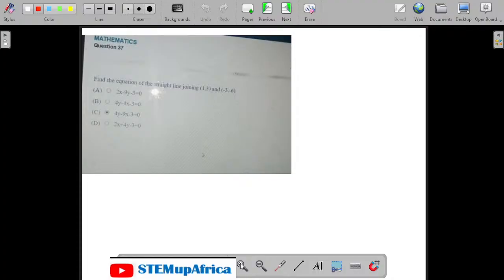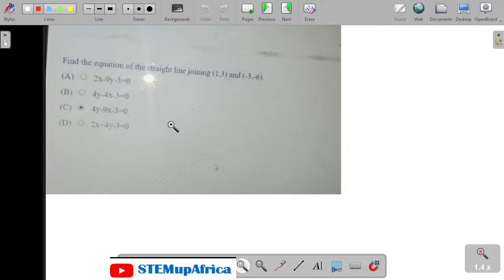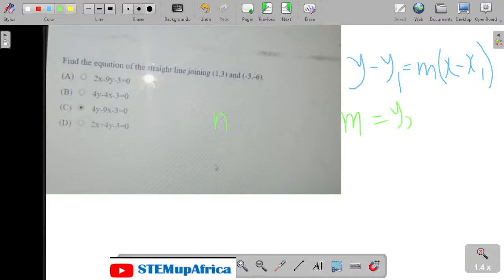So this question says, find the equation of a straight line joining 1,3 and minus 3, minus 6. Equation of a straight line. So let's first of all write the formula for equation of straight line. The formula says y minus y1 is equals to m into x minus x1. This is the formula for equation of a straight line. So what is our m? Our m is called gradient, and you can determine the m as y2 minus y1 over x2 minus x1.